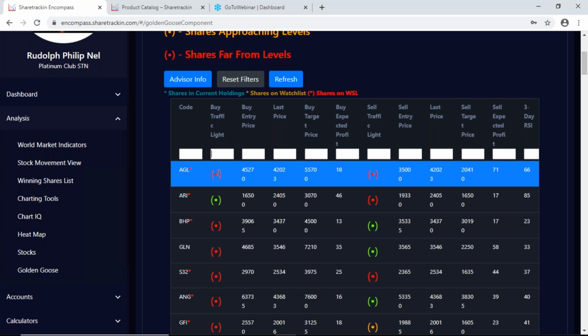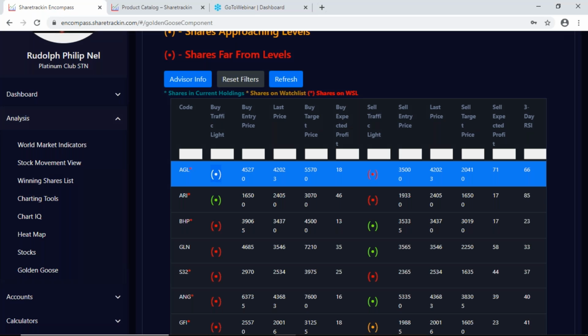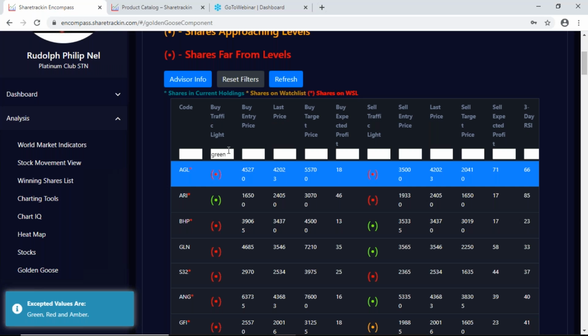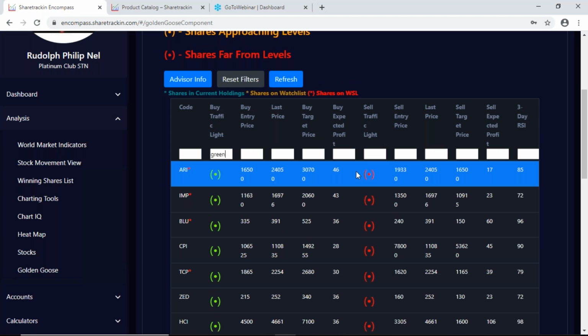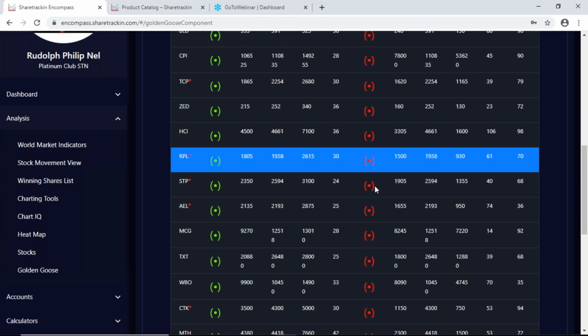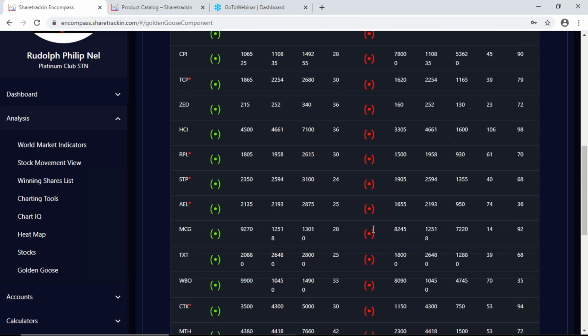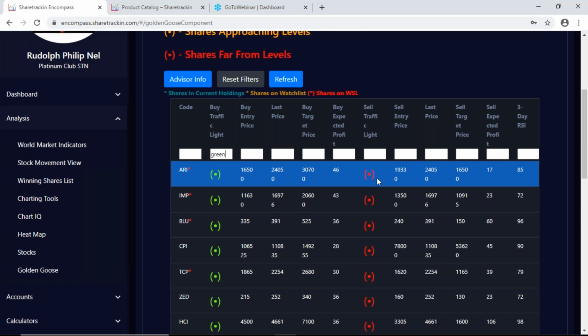Okay, so if I only want to see the green ones, I firstly have to go and type in the word green, and then it's going to give me all the green ones. All right, so these are all the shares that I can go and buy. So you'll see automatically on the right hand side, it would show all of those as red. So you're not going to be able to trade those in a downwards direction. All right, that's only for CFDs. If you're doing CFD trading, you can do shorts as well.